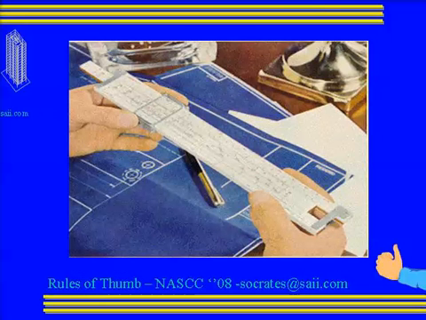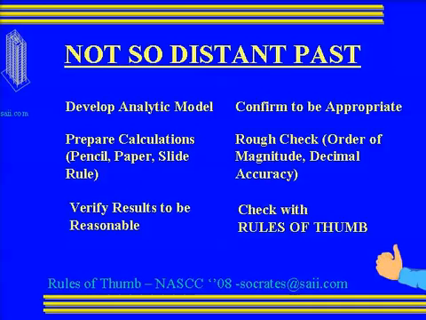Okay, how many in here know what this is? This is the slide rule. Not so long ago, when we were asked to design, we would develop some kind of analytic model. We would confirm that it was appropriate, and prepare some sort of calculations. Yes, we used pencil, paper, slide rule, whatever. You do a graph check on the order of magnitude, and decimal accuracy stays in there.